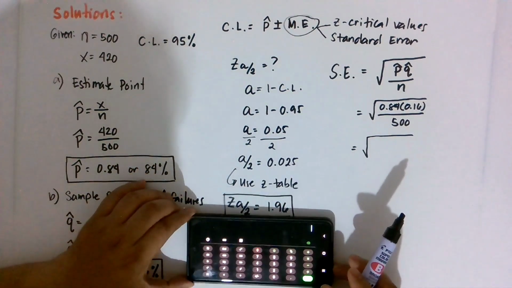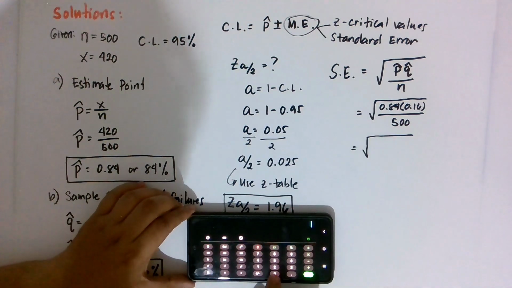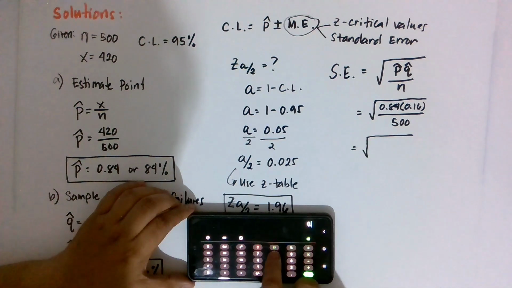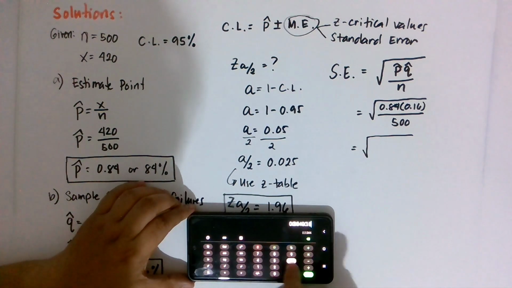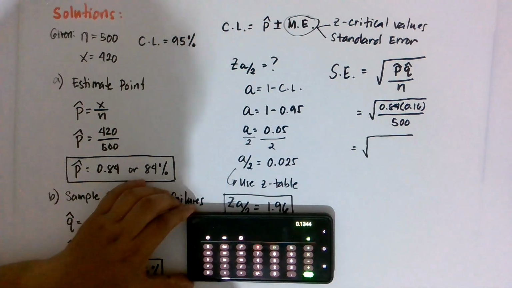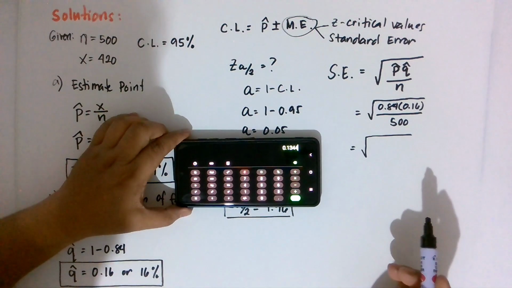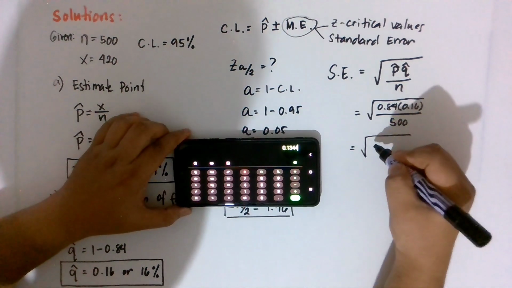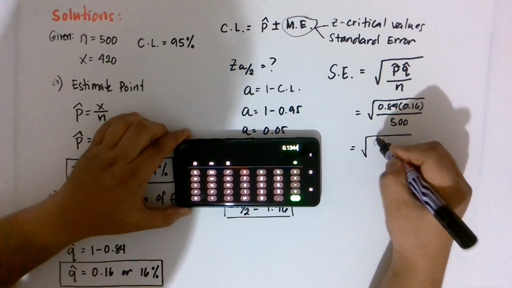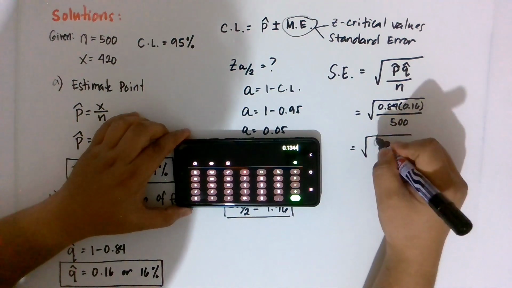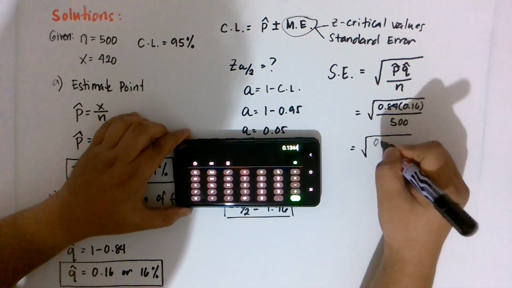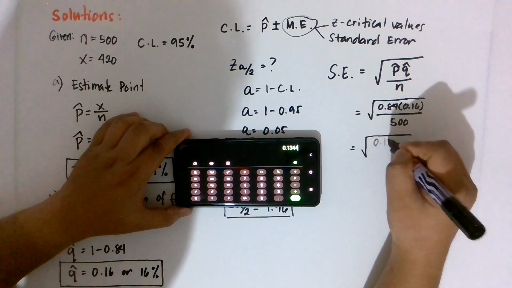Tapos, i-divide natin sa 500. Okay. So, ayan. Kuha muna tayo ng calculator para mas makita natin. Masigurado natin yung value. Sige, pakita ko sa inyo. 0.84 times 0.16 equals 0.1344.